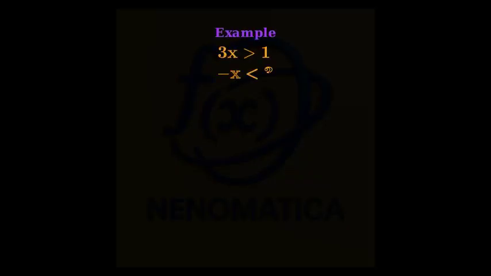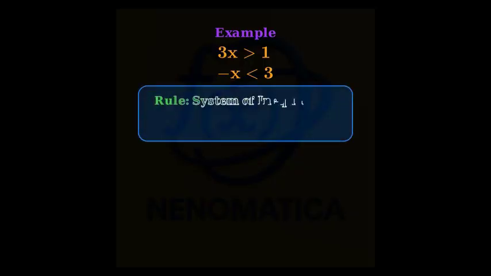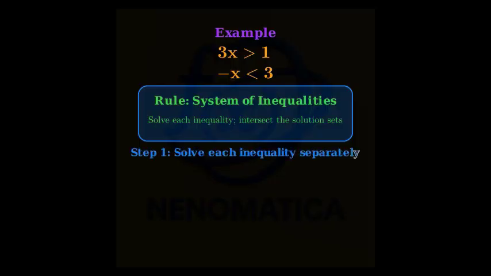Example, we will solve the system of linear inequalities in one variable, then visualize the intersection on a number line. Rule, solve each inequality separately, then take the intersection of solution sets. Step 1, solve each inequality.